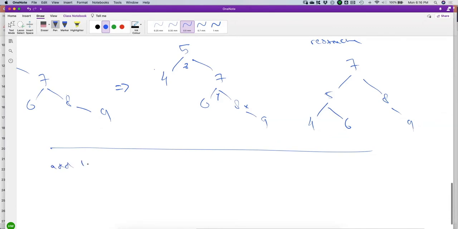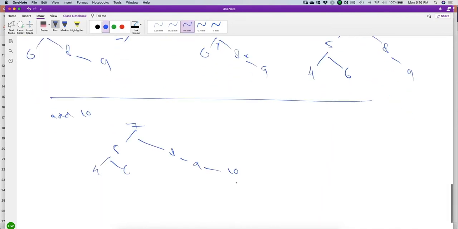So we're going to add 10 into the tree. So we get 7, 5, 4, 6, 8, 9, 10, right? Now, is there any imbalance here? Yes. Where is that? The 8, 9, 10, right. So here it's z now, y, and then x, right? So we do a final restructuring: 7, 5, 4, 6, 9, 8, 10, right?